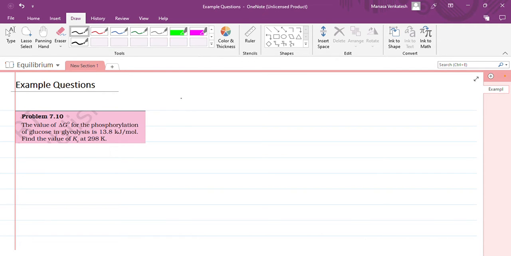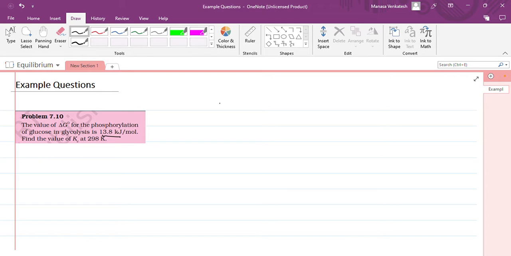In this video, we are discussing the example questions related to the relationship between the Gibbs free energy, equilibrium constant, and the reaction quotient. So this is question number 7.10. The value of delta G minus for the phosphorylation of glucose in glycolysis is 13.8 kilojoules per mole. Find out the value of Kc at 298 Kelvin.